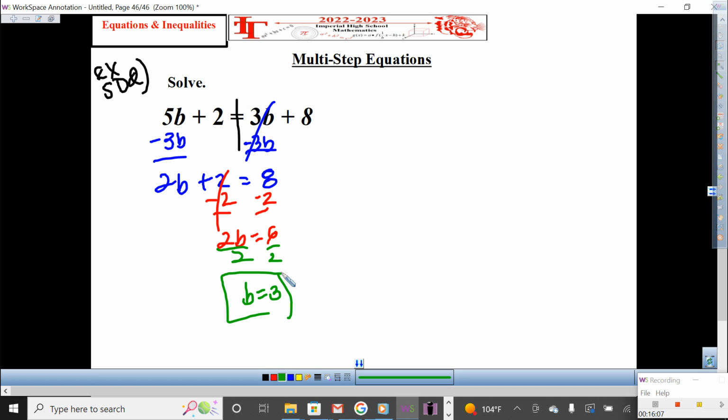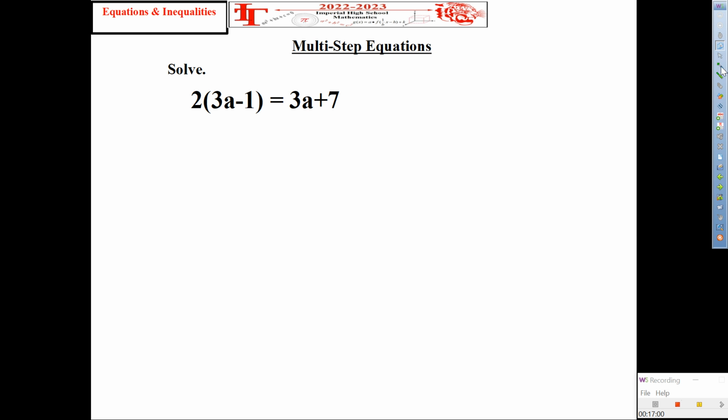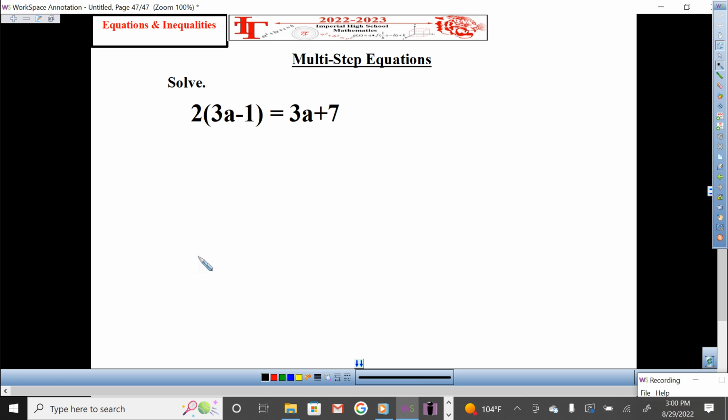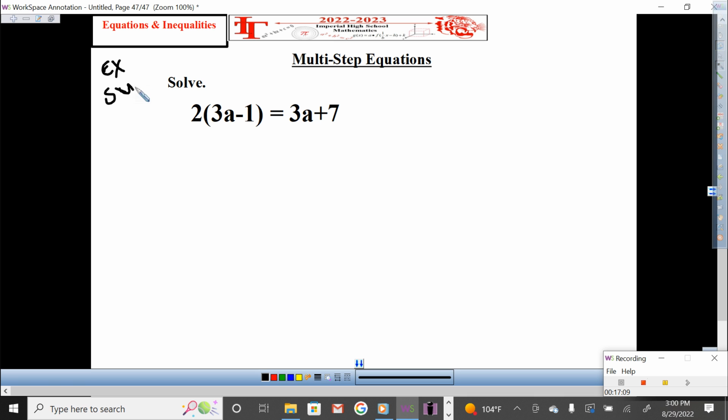All right. Let's crank it up a little bit different. Example, let's do this one, Star Wars Q. And it reads, solve 2 parentheses 3a minus 1, close parentheses equals 3a plus 7. Let me get you started. There you go.